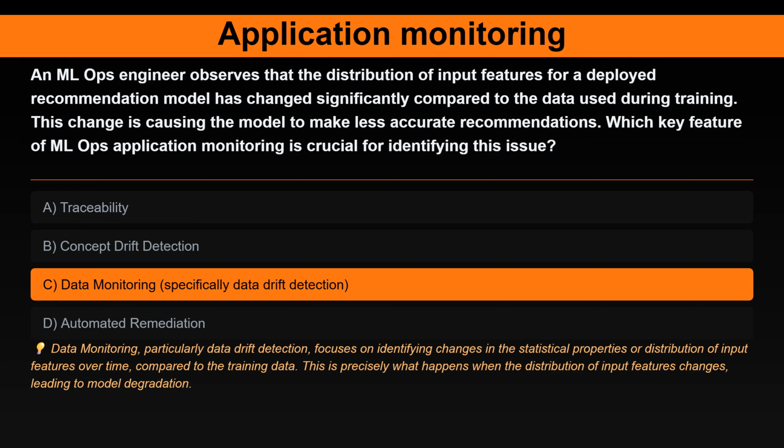The correct answer is data monitoring, specifically data drift detection. Here's the explanation. Data monitoring, particularly data drift detection, focuses on identifying changes in the statistical properties or distribution of input features over time compared to the training data. This is precisely what happens when the distribution of input features changes, leading to model degradation.